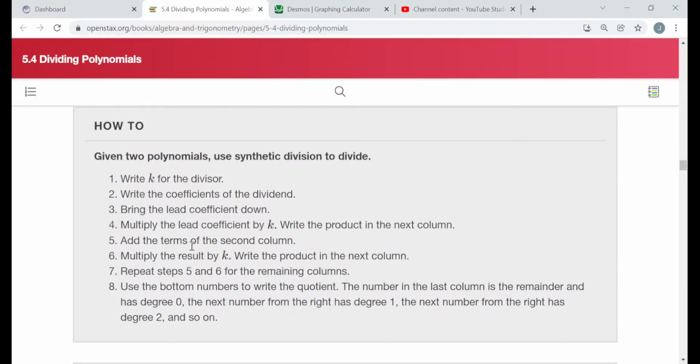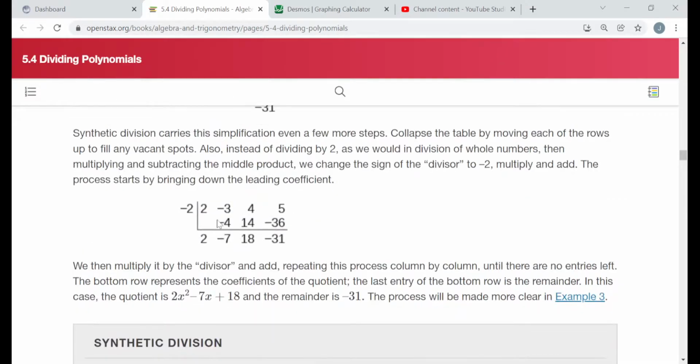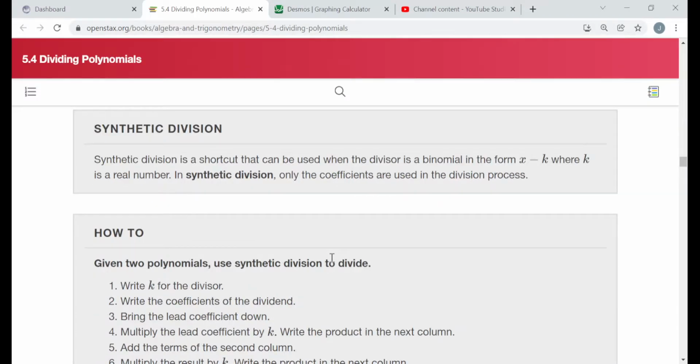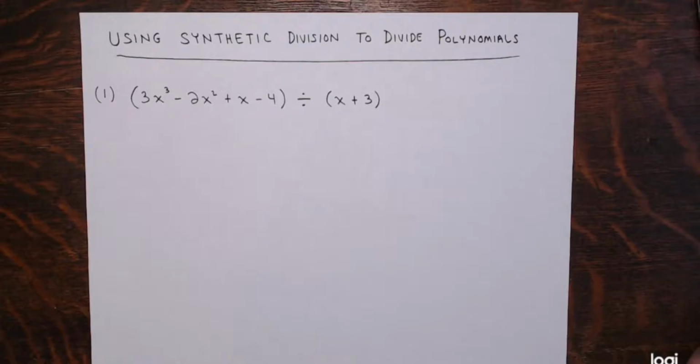And then they have some steps here, but I'll leave these to you to read. I'm going to show you the way I was taught. It's the same process. The only difference between the way I was taught and the way the book has it is the look of the synthetic division symbol. So use either one, the one I'm showing you or the one the book shows you. It'll work either way.